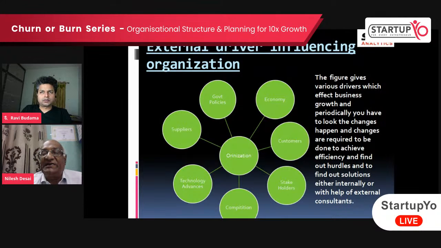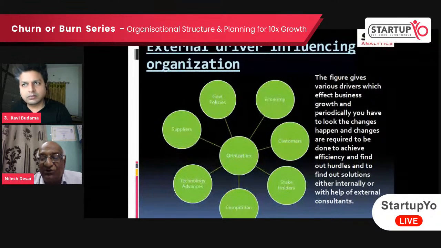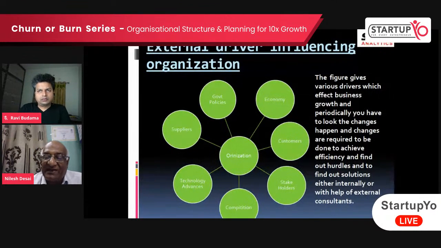The figure gives various drivers which affect business growth, and periodically you have to look at the changes that happen, and changes are required to be made to achieve efficiency and find out hurdles and to find out solutions, either internally or with the help of external consultants. This is a continuous process every 3 to 6 months, depending on what stage you are at. You will have to consider this and do the course correction.